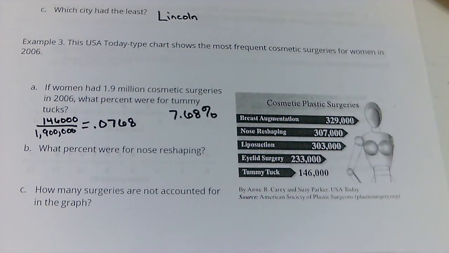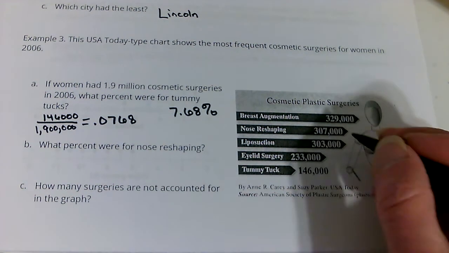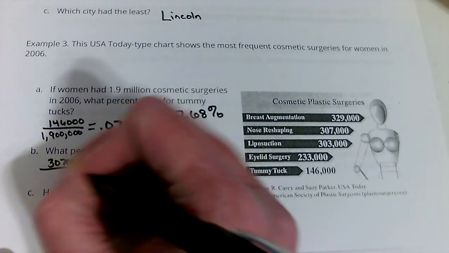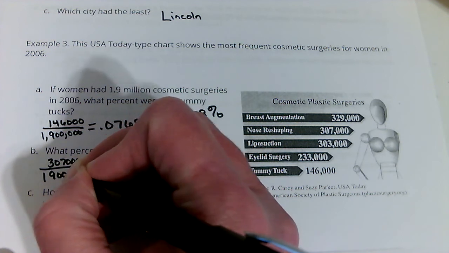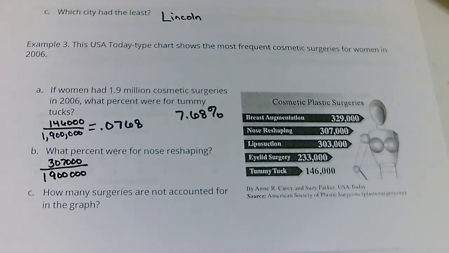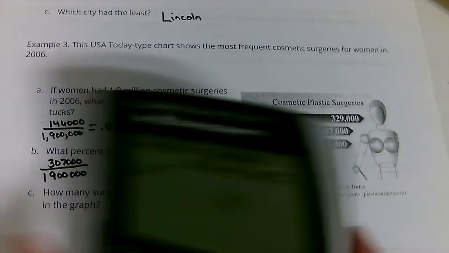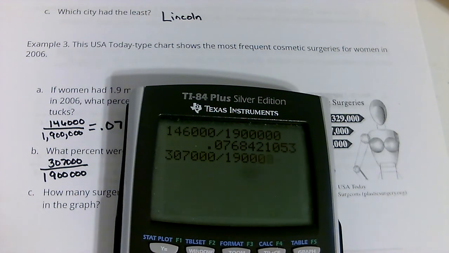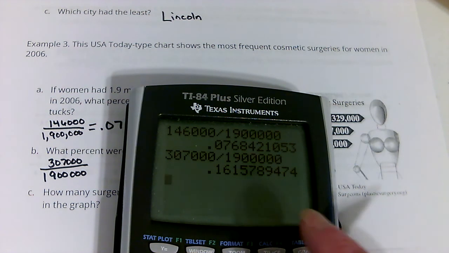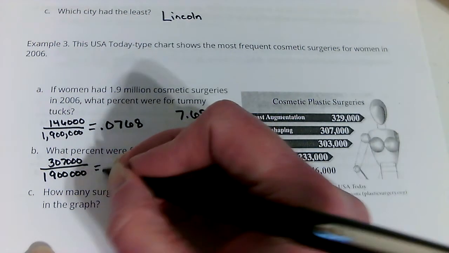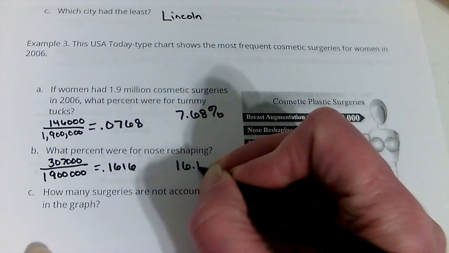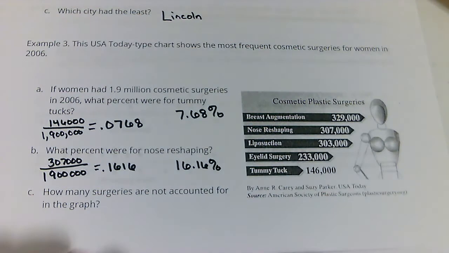What percent were for nose shaping? So nose shaping is 307,000 divided by the 1.9 million. I get 0.1616, which in percent would be 16.16%.